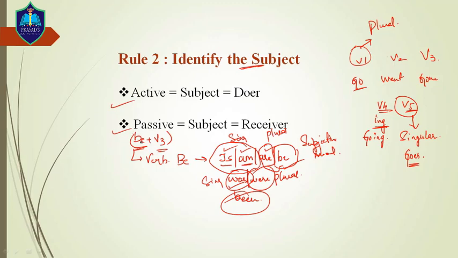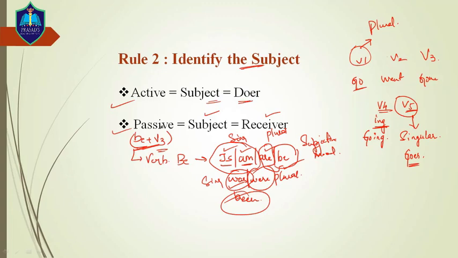If it is in be plus V3, we consider that the statement or the verb is in passive. If the verb is in passive, then the subject will be our receiver. If the sentence is not in the passive voice, then definitely it will be in active voice, right? If it is in active voice, our subject will be the doer. Don't get confused. It's very simple.